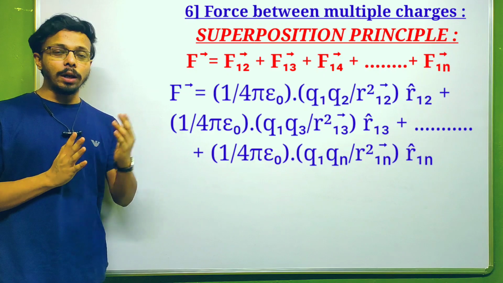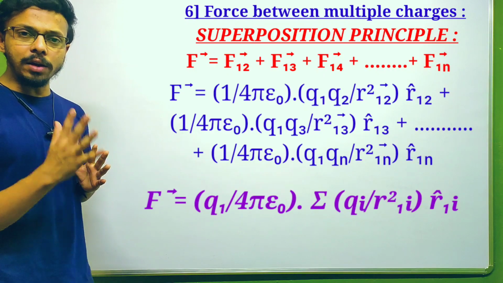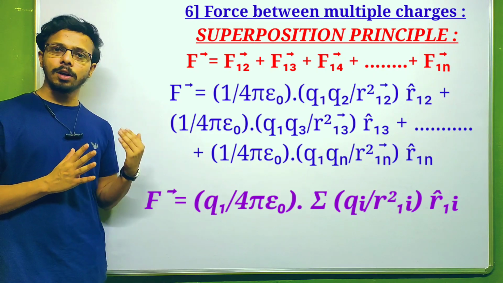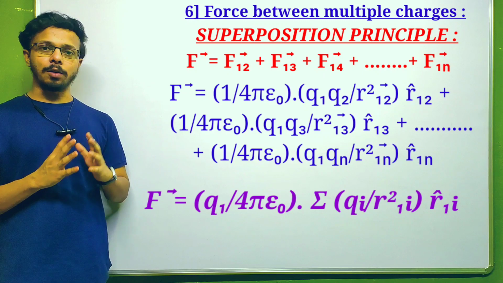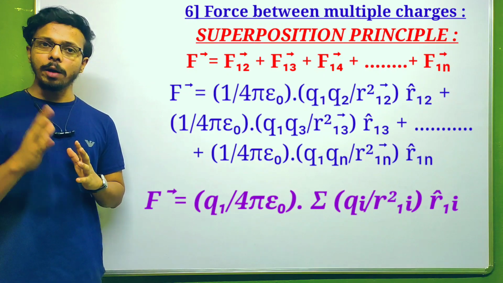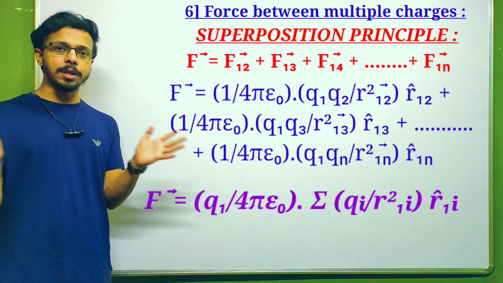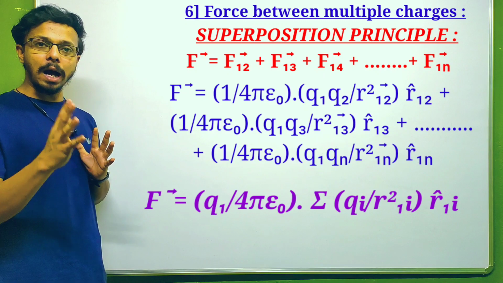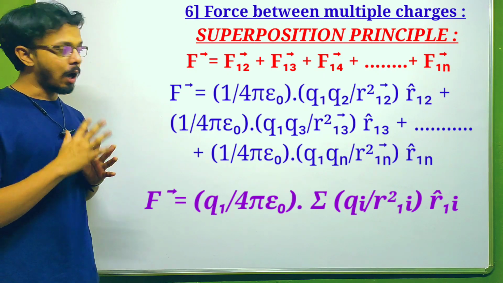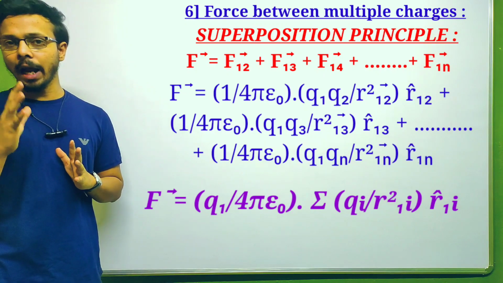Now, what common term will we take from this? The common term is Q1 divided by 4 pi epsilon naught. Now what does the resultant force become? F is equal to Q1 divided by 4 pi epsilon naught, and the remaining terms up to n get summed. Now it is the summation over Qi divided by R1i square into R1i cap.